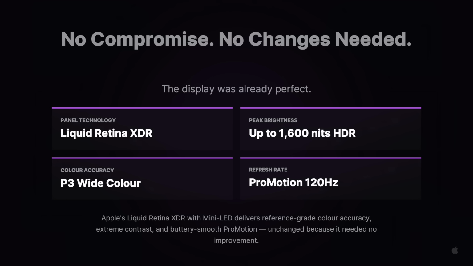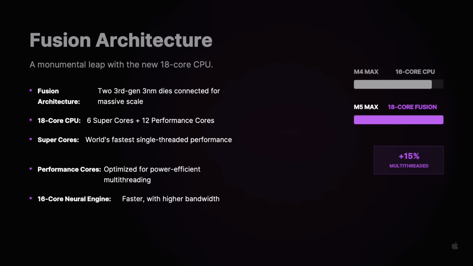We do get that Liquid Retina XDR display, and we actually get up to 1,600 nits of HDR brightness. In fact, I believe it can also go up to 1,000 nits standard brightness too, which is brilliant. We've also got that P3 wide color range, ProMotion again. So this is going to be absolutely fantastic, that we've got that amazing mini LED display for one last time. But let's talk about the biggest change, and that is the chip, and it's this new Fusion architecture.